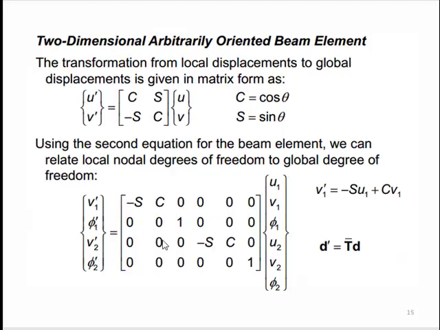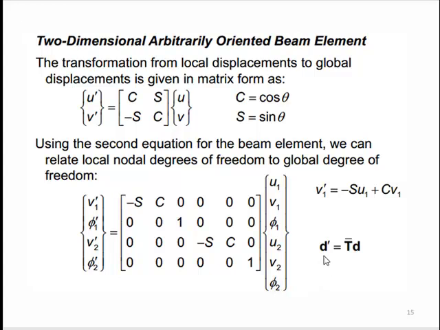So you see that if you use this relationship here, phi 1 prime is basically equal to phi 1. All other entries are 0. Only you will have the expression for v1 prime equal to minus s u1 plus c v1, and so on. Similarly, if you look at the expression for v2 prime, it would be minus s u2 plus c v2, right? And phi 2 prime will also be equal to phi 2. So the phi values basically remain the same.